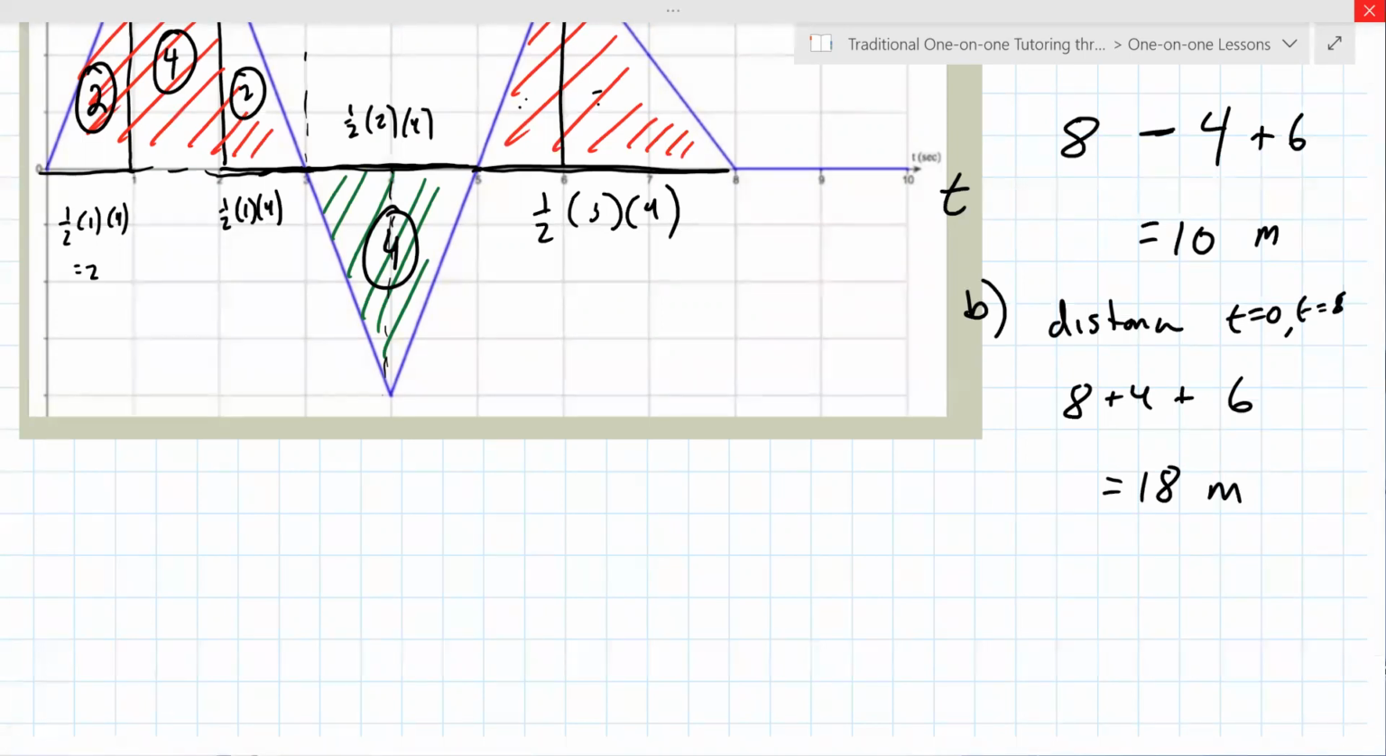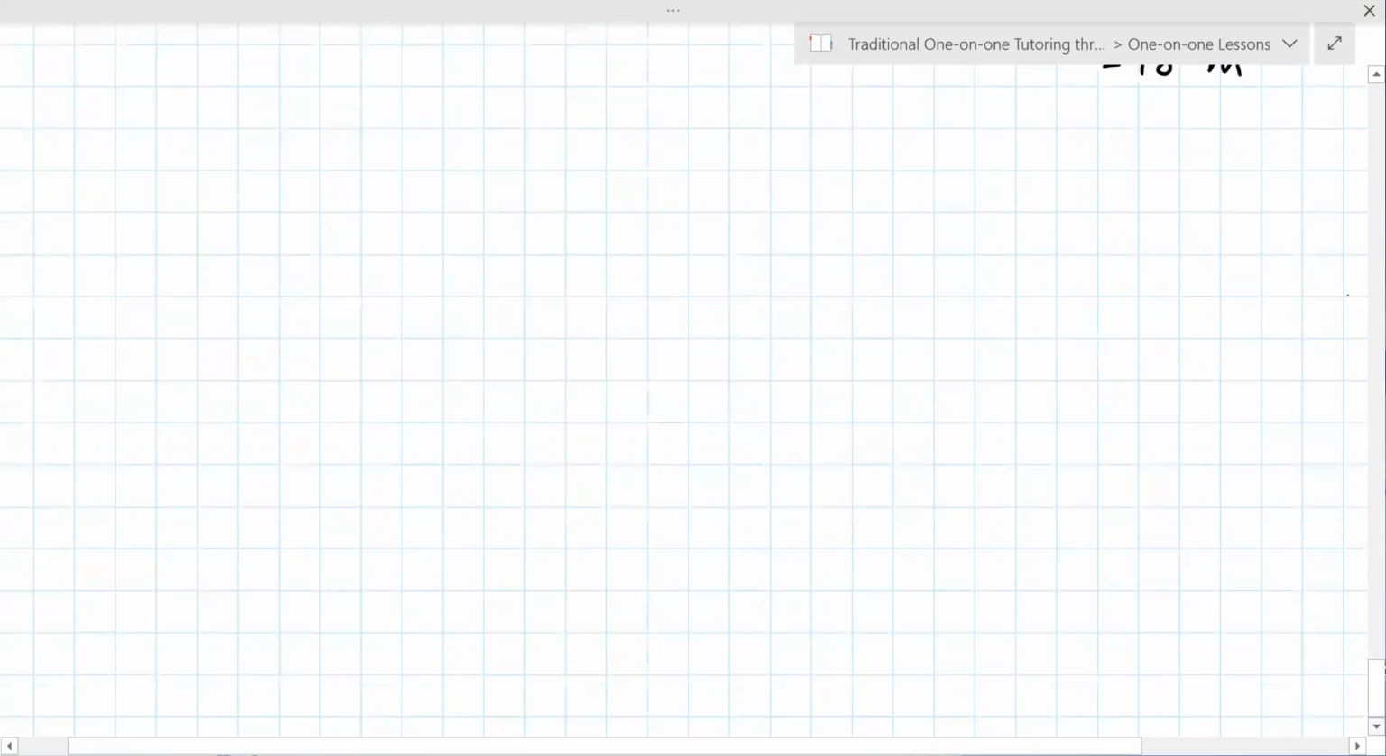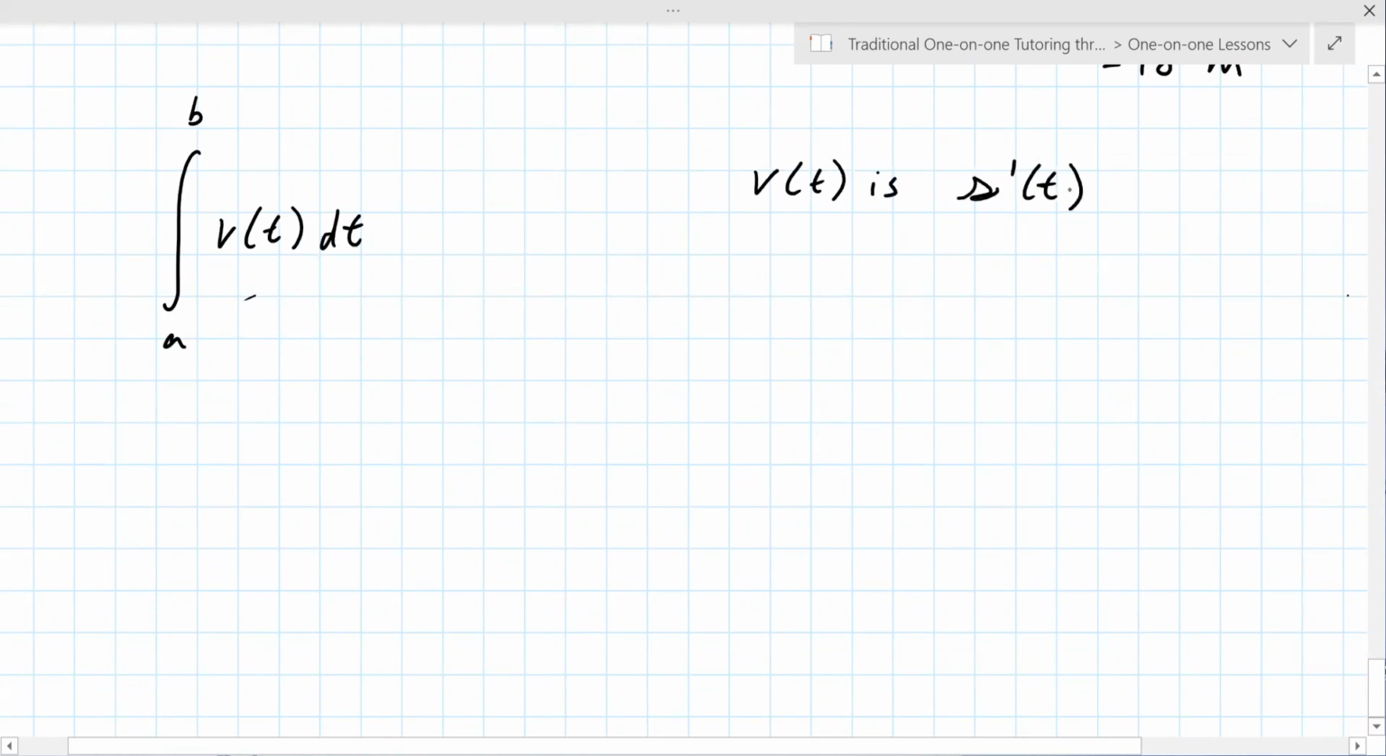Okay, so one other thing here to talk about. This is just more general. If I say the integral of v of t from a to b dt, and we know that v of t is the derivative of position. So you start out with a position function, you take its derivative, and that's the velocity. And that's what we're integrating here.